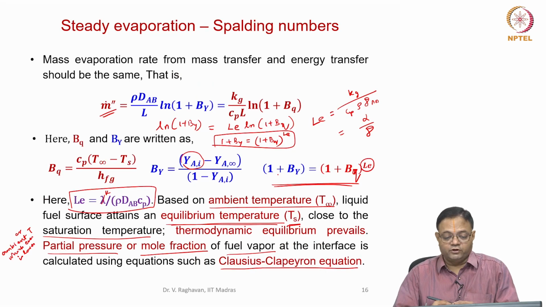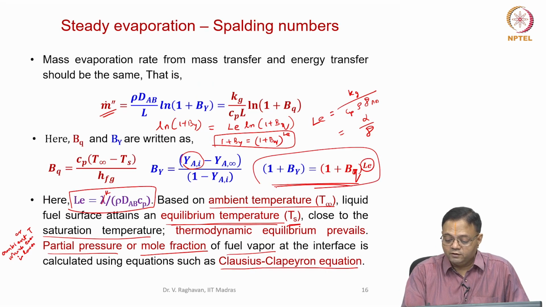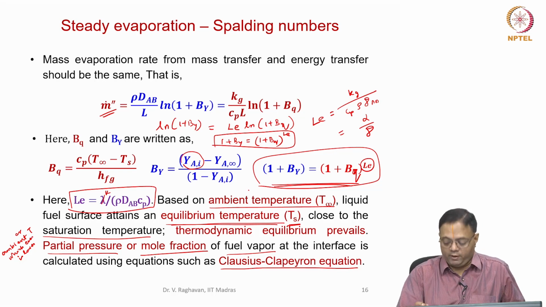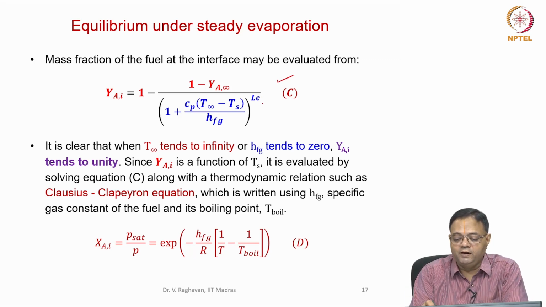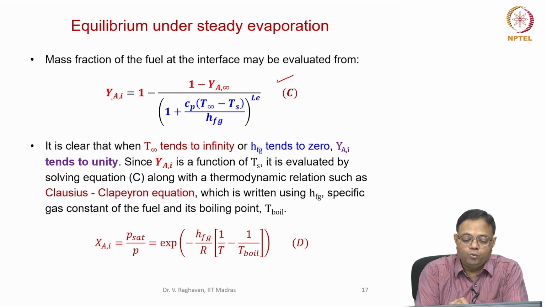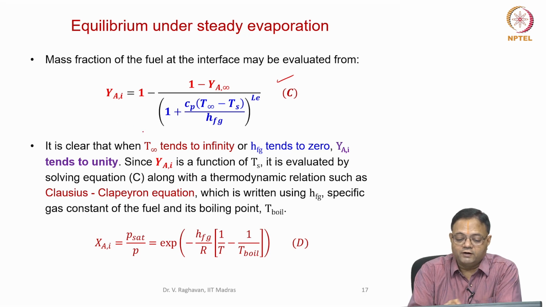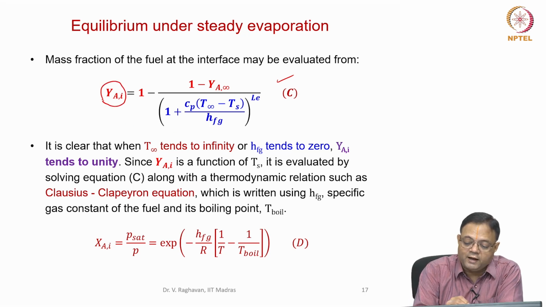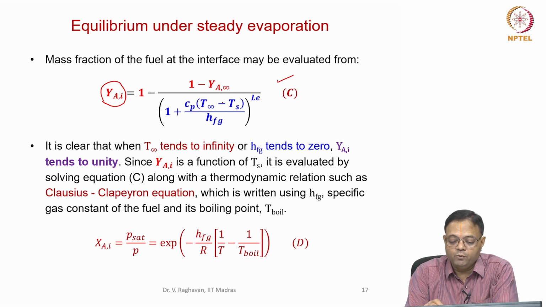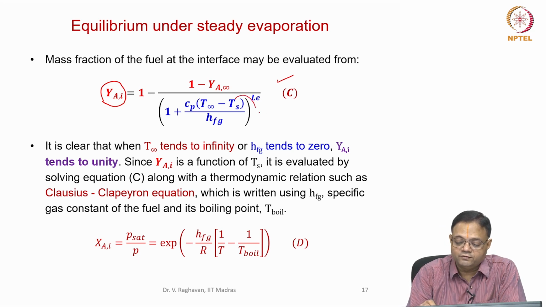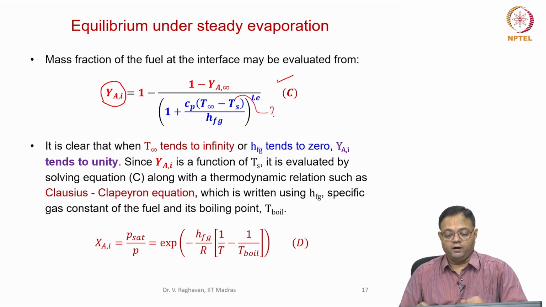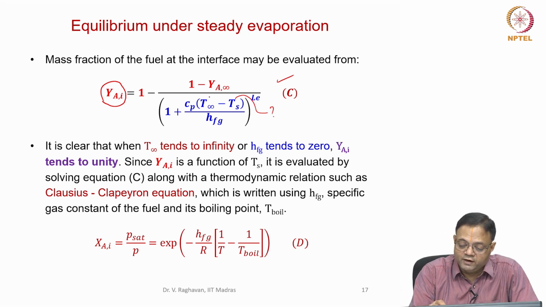So, let us illustrate it more. From this equation, I can elaborately write for By and Bq and get this equation. This is actually 1 plus Bq to the power Le, which equals 1 minus Yai divided by 1 minus Ya infinity. So, I am trying to find Yai as a function of Bq and Ya infinity, where the main variable in Bq is Ts. This is what is known to me. When T infinity is fixed, Ts can be determined as a function of T infinity.